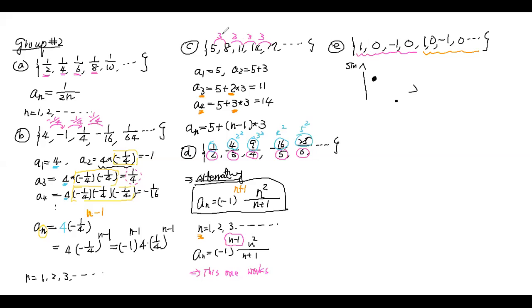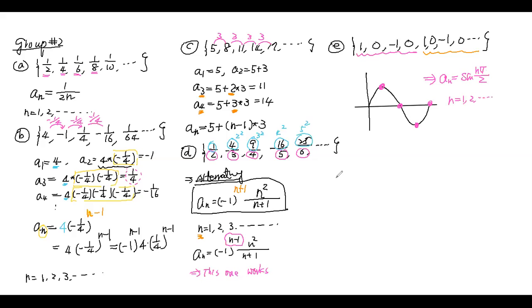So here, let me redo that. Okay, so you say this is my sine function, right? And then you say, okay, 1, 0, negative 1, 0, right? So it's a pattern. So I can define that a_n is equal to what? Sine of n pi over 2, right? So n is from 1, 2, and so on.